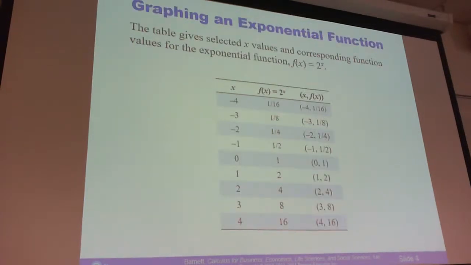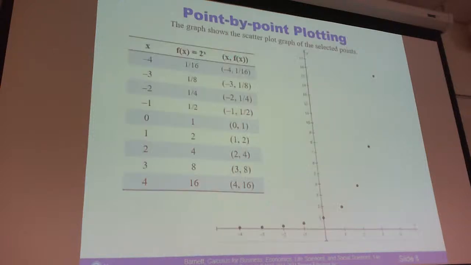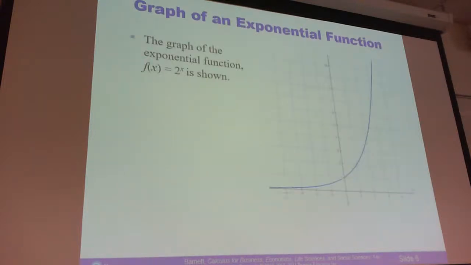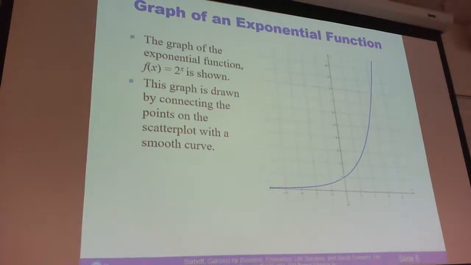If I was going to make a table for this, and I plugged in -4, 2 raised to the -4 is 1 over 16, and so forth. 2 raised to the 4 is positive 16. You can see that it grows quickly, and we say it grows exponentially. If I put the dots on a graph and connected those dots, that would be the graph of an exponential. Let's hit the calculator.